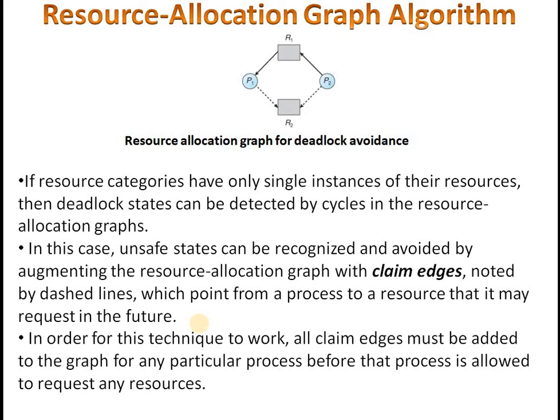denoted by dashed lines, which is the P1 process holding R1 resource and demanding R2 resource. The resources which are demanded are highlighted by dashed lines. In order for this technique to work, all claim edges must be added to the graph for any particular process before that process is allowed to request any resources.